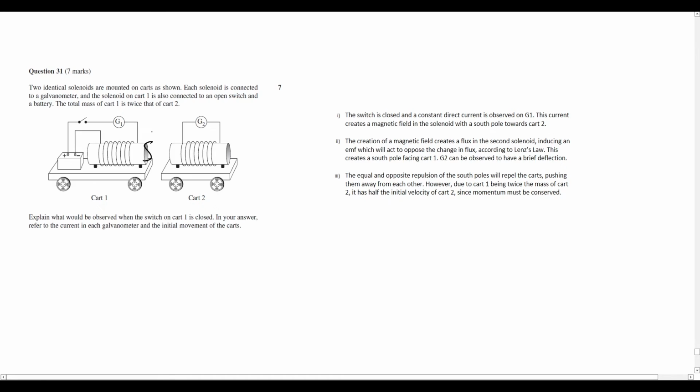So now, the second step of observations. We'll say that the creation of the magnetic field creates a flux in the second solenoid, and this induces an EMF which will act to oppose the change in flux according to Lenz's law. And it is actually pretty important that we do mention Lenz's law here. This creates a south pole facing cart 1. So G2 can be observed to have a brief deflection.